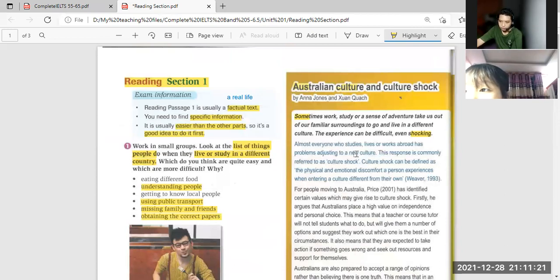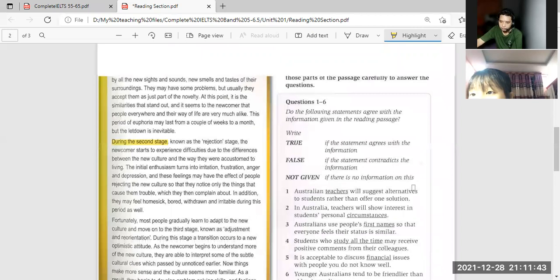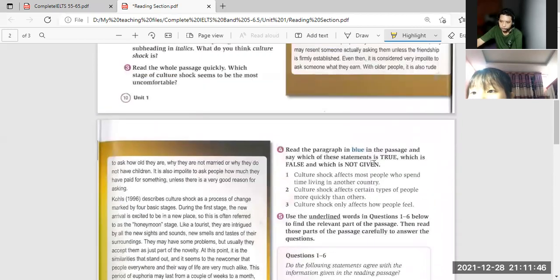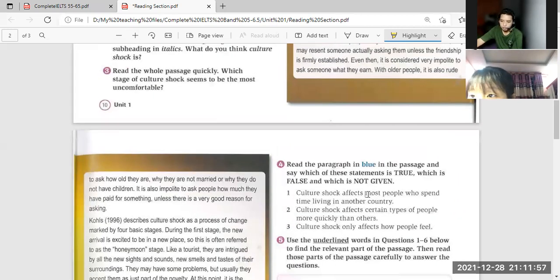Okay, now look at the blue one. Almost everyone who studies or lives or works abroad has problems adjusting to a new culture. This response is commonly referred to as culture shock. Culture shock can be defined as the physical and emotional discomfort a person experiences when entering a culture different from their own. Weaver, 1993. Okay, let's look at it here again. Is it true, false, or not given? Culture shock affects most people who spend time living in another country. What do you think? Not given. Not given? Yes.